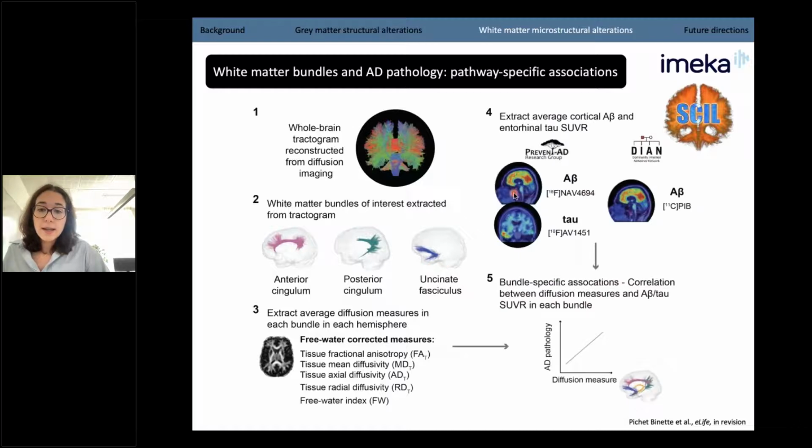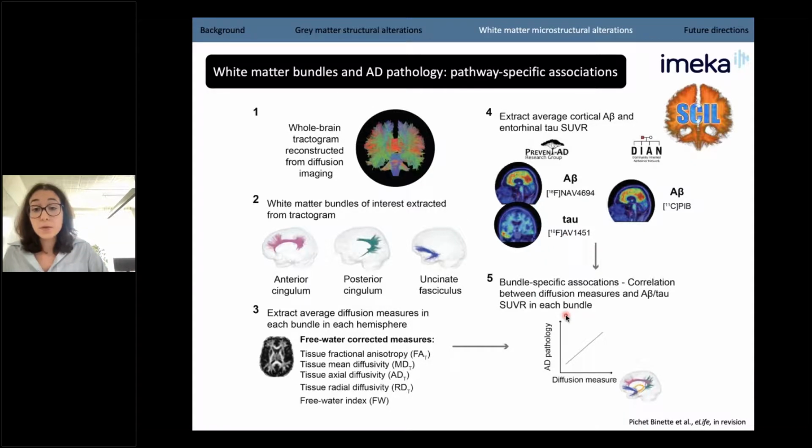On the PET side, for amyloid, we had a global score that covers the frontal, parietal, and temporal regions. This is a very typical way of analyzing amyloid PET. Whereas for tau, we decided to focus specifically on tau in the entorhinal cortex, given that our participants are very early in the disease process, and this is the key region where the pathology is starting.